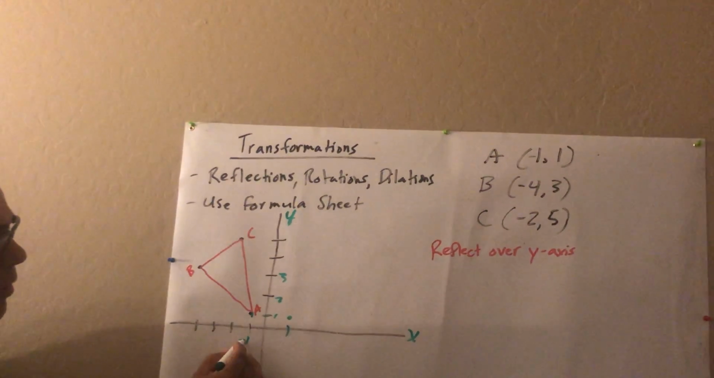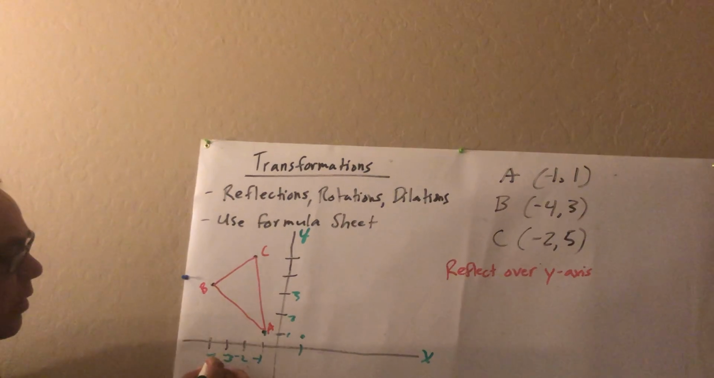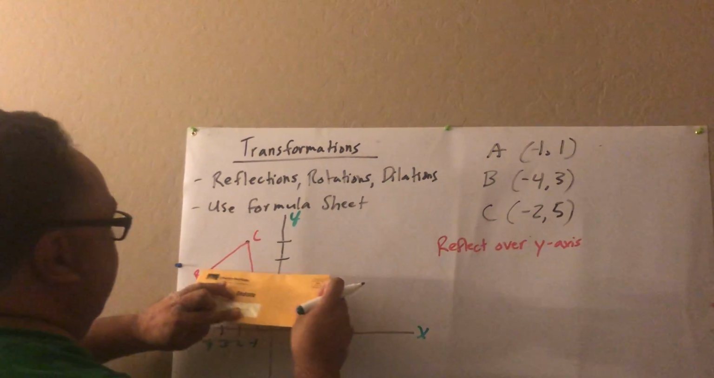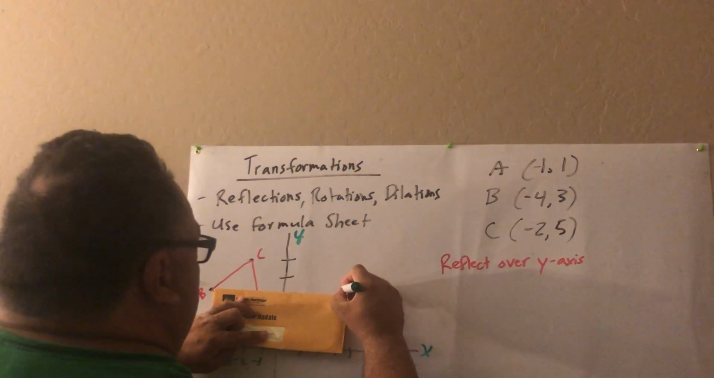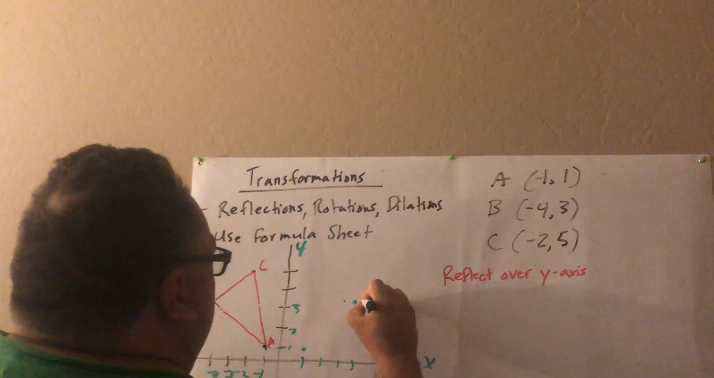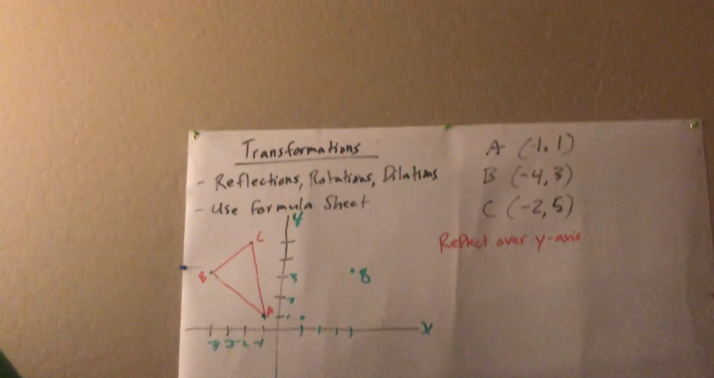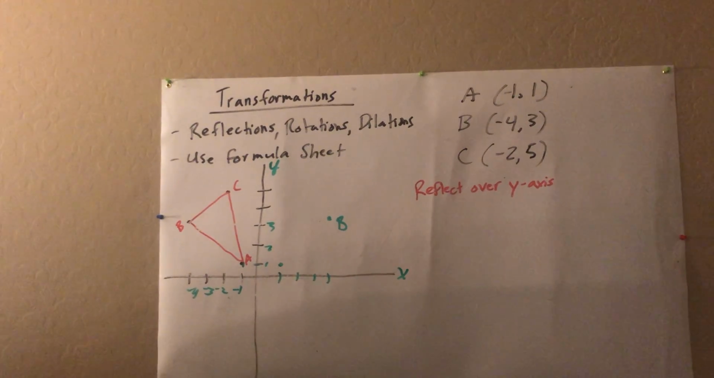This is 1, -1, -2, -3, -4. I'd have to move B 4 units over here, but on the same plane. So B would be approximately over here. And I think you get the hint of what's going on there. That's one way to do it.